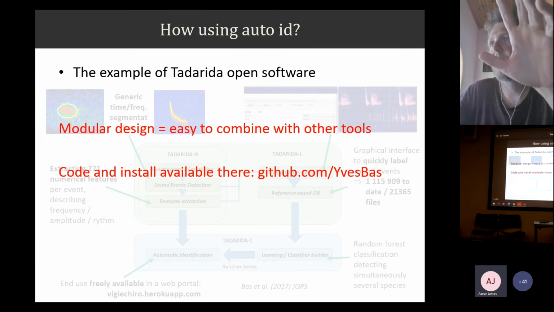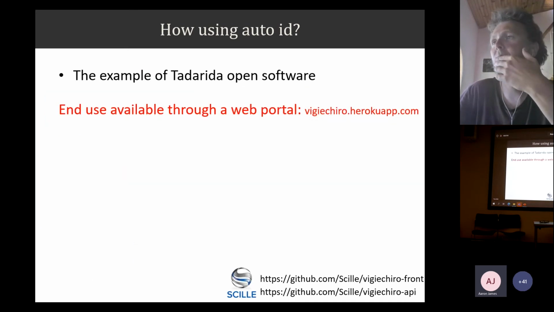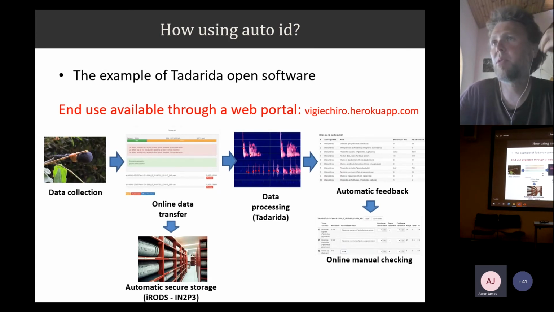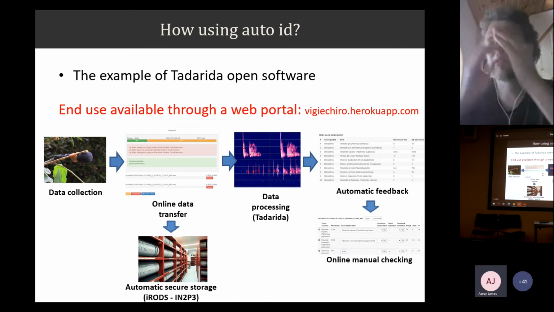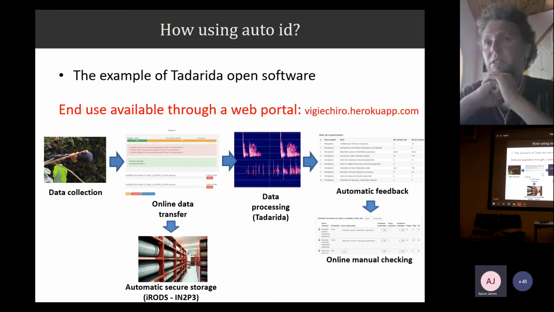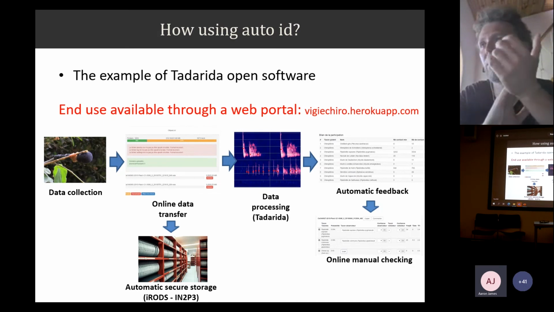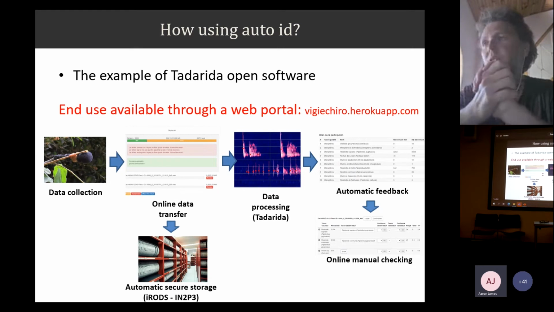All of it is open source. It is for the participants. It's available through a web portal, like I said. People upload the data through the web, and it is automatically and securely stored at IN2P3. That's the National Institute for Particle and Nuclear Physics in France, and they have huge facilities and subsidies to make it available for biologists. So we are quite lucky with that.